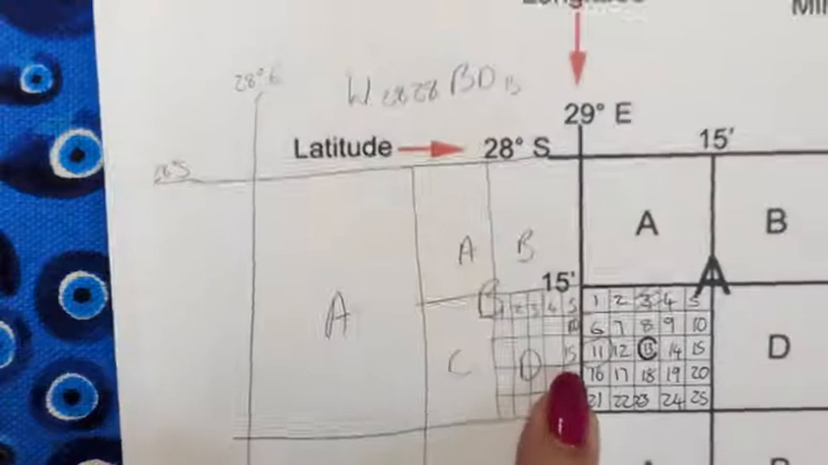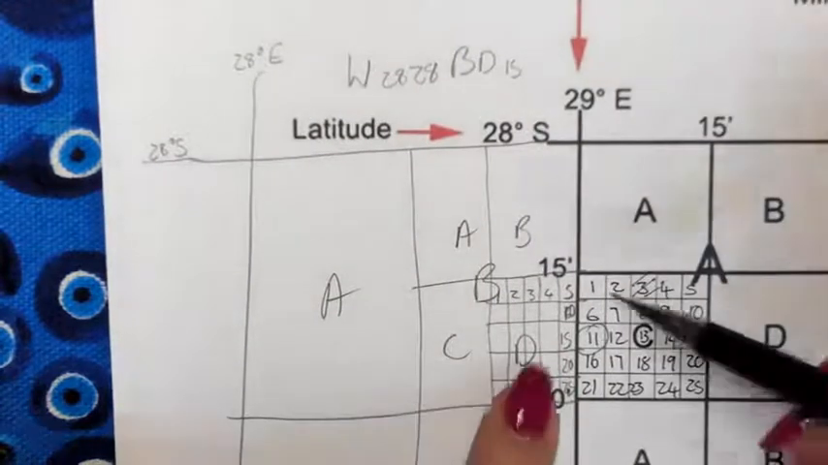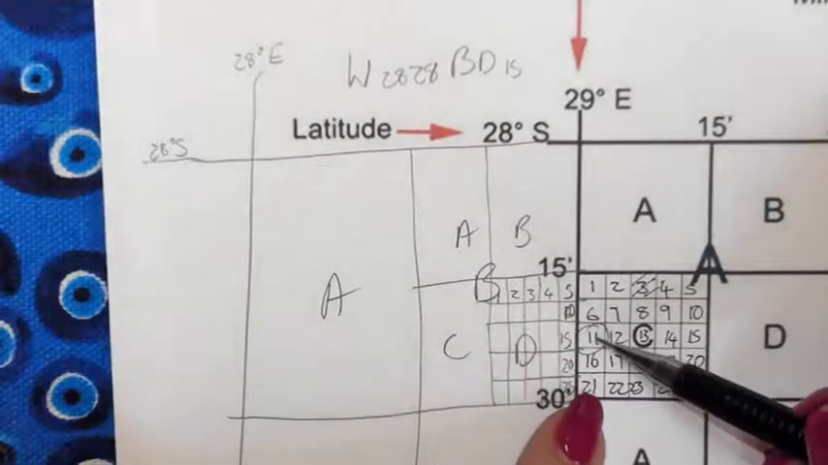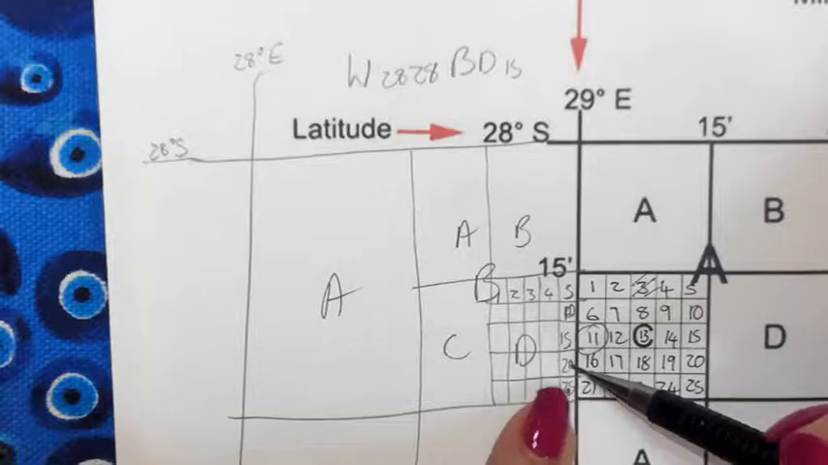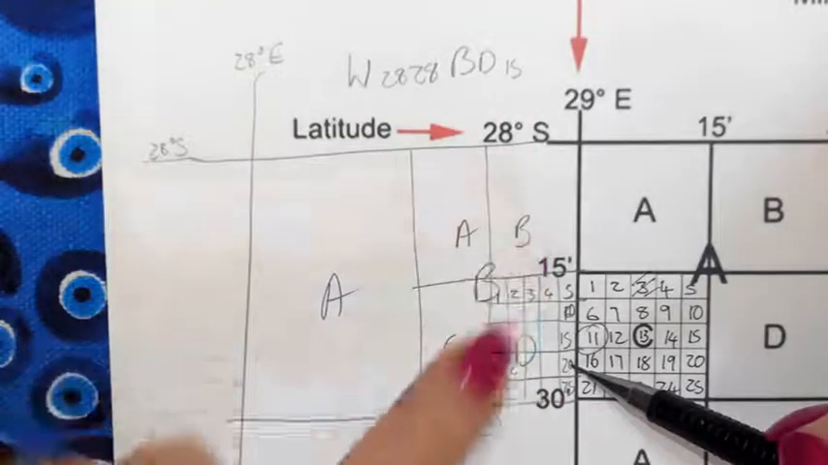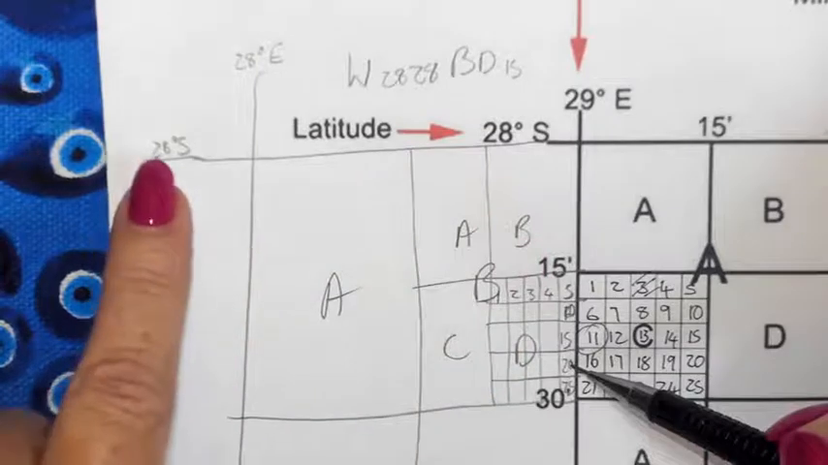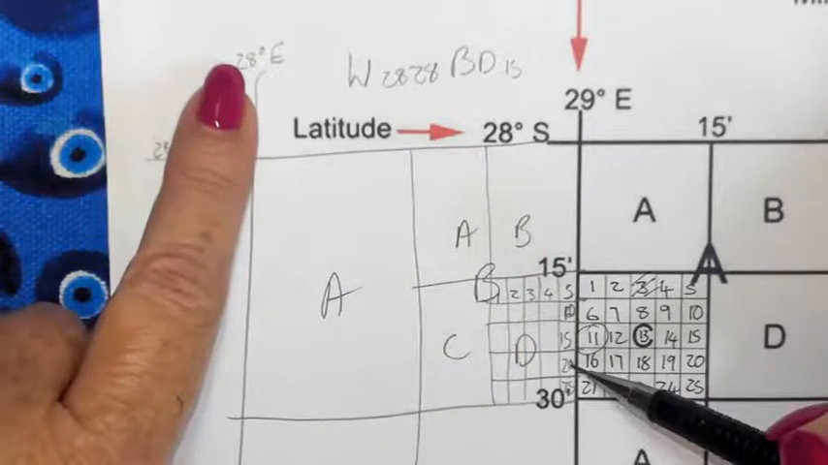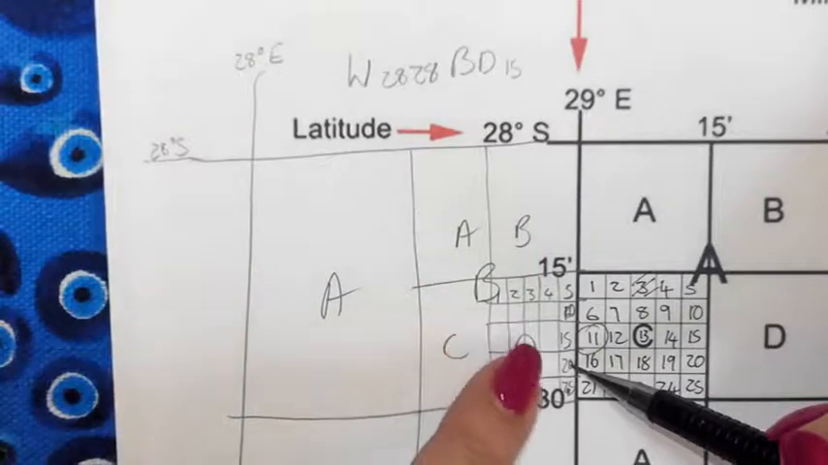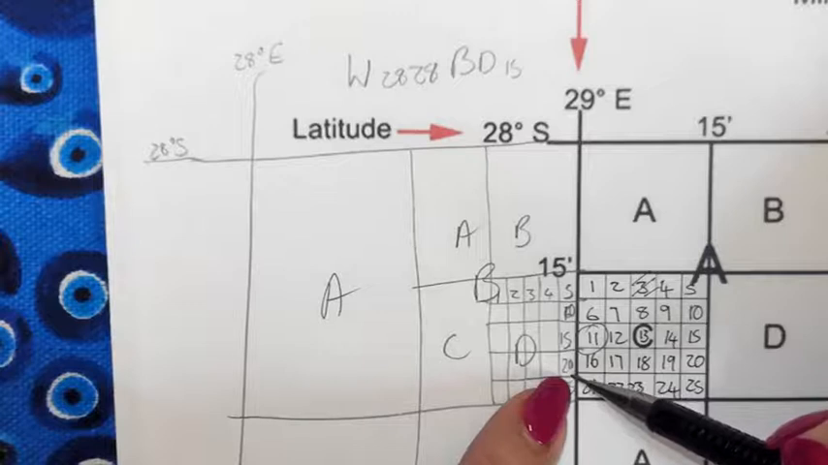I'm going to repeat this by giving you another example. If you want to know what is the orthophoto index of the map southwest, so southwest will be that one. You extend the diagram, you divide it, but now it's 28, 28, B, D, and that number is 20.